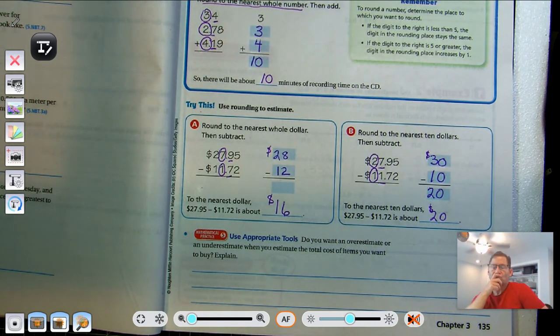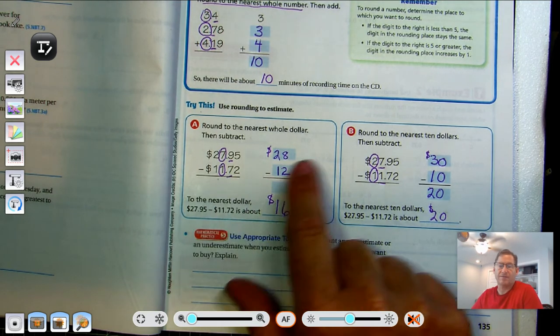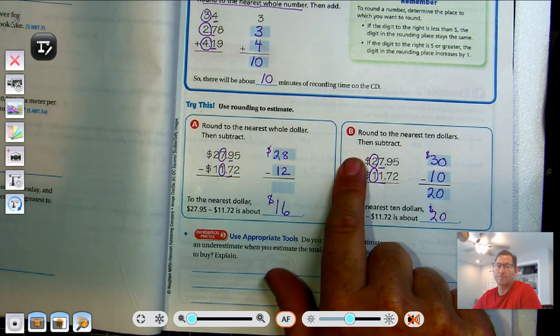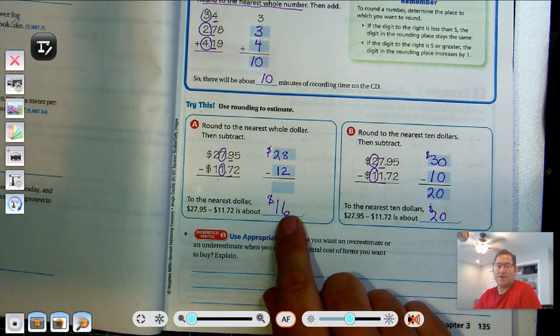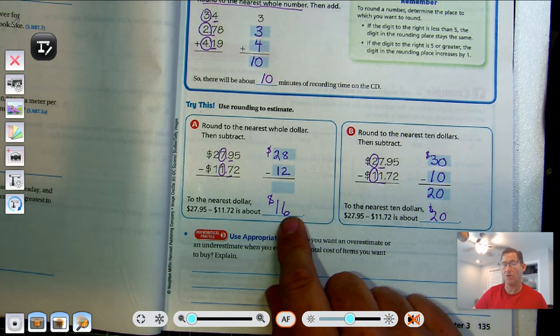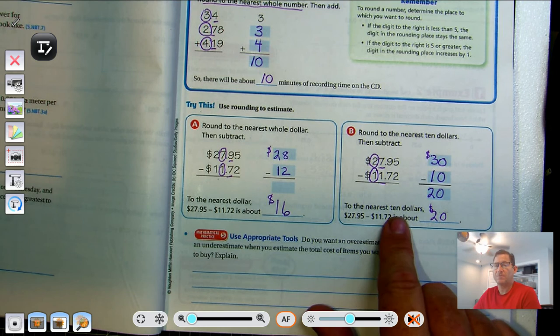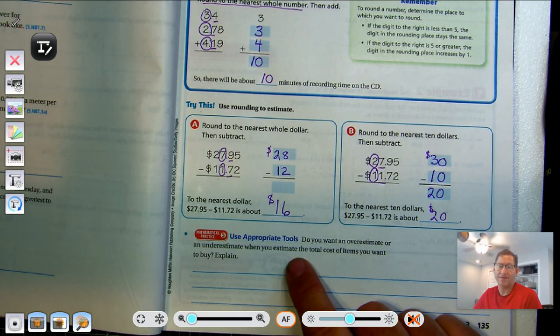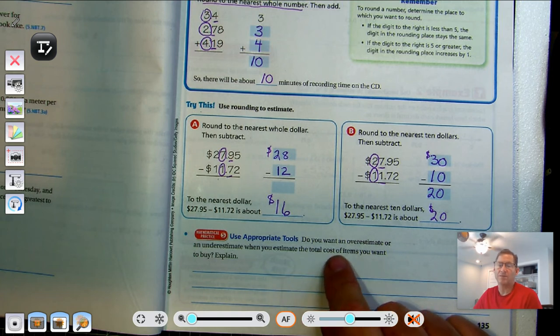Now, why is that important? Why do you think they're trying to tell us that we round to the nearest whole dollar or to the nearest $10? Well, this might be what we call an underestimate. It might be a lower value. This might be considered an overestimate. Okay, so in the appropriate tools, do you want an overestimate or an underestimate when you estimate the total cost of items you want to buy? And explain.